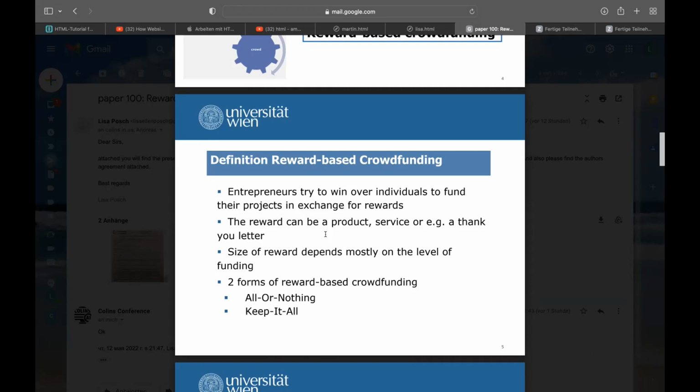With the keep-it-all concept, the entrepreneur is able to keep the whole amount of contributions, indifferent whether the funding goal was reached. However, there is no guarantee that the project can be successfully implemented, and the concept bears the risk that projects are underfunded and also more likely to fail.